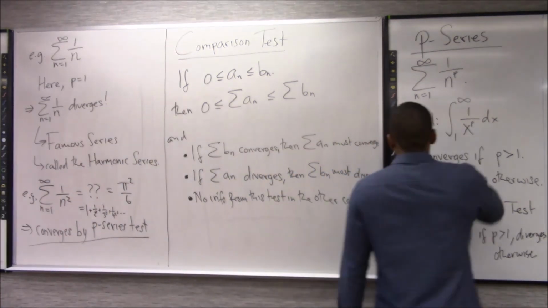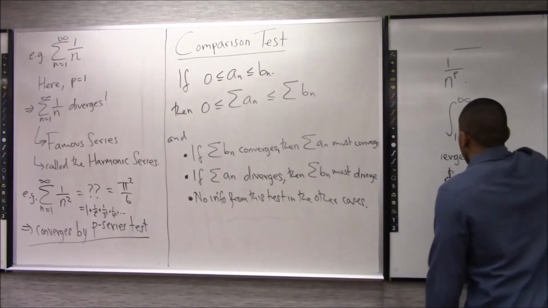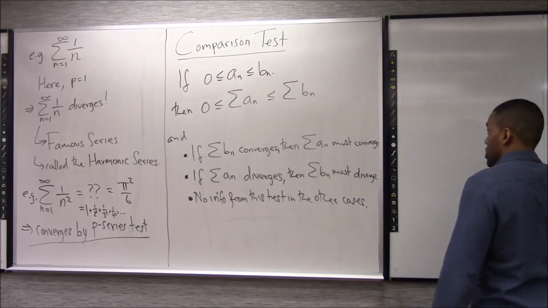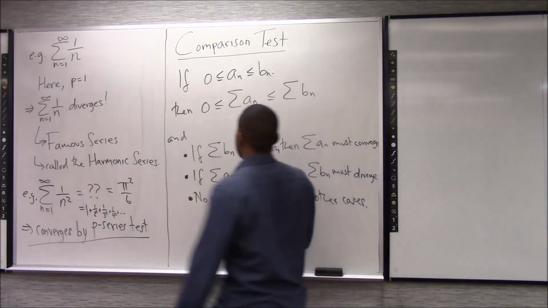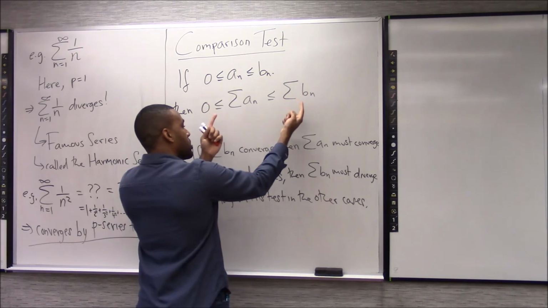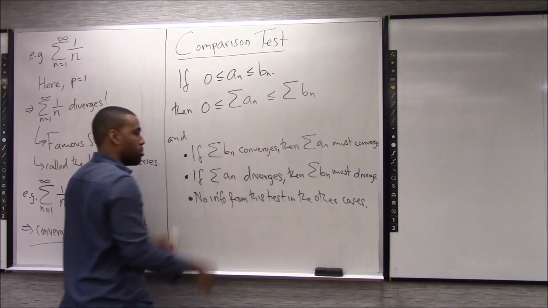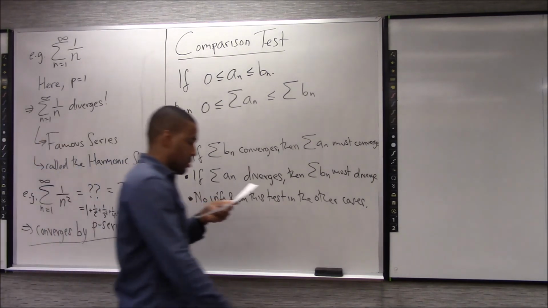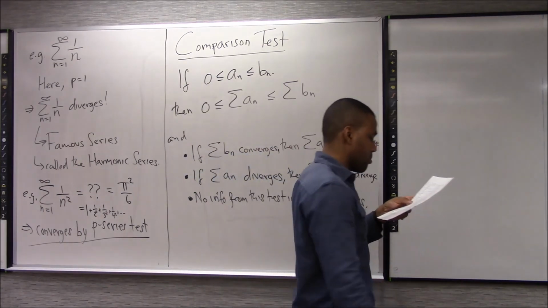So the comparison test is really useful if you know about one series, whether it converges or not, and you can make this sort of relationship with a series that you don't know, and you can apply one of these. So let's actually look at some examples there. And I think that's as far as we'll get here. We'll talk about the rest next time.